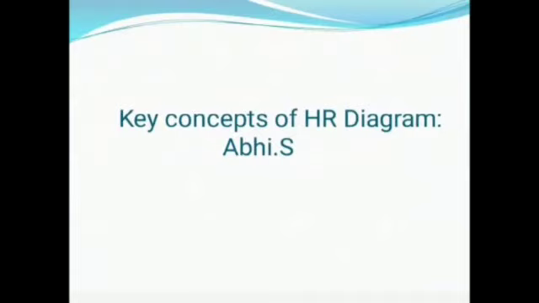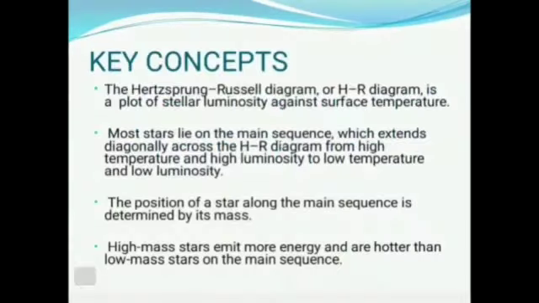The topic I am going to cover is key concepts of the HR diagram. The HR diagram is a plot of stellar luminosity against surface temperature. Many stars lie on the main sequence in a diagonal manner across the HR diagram, in an order from high temperature and high luminosity to low temperature and low luminosity.